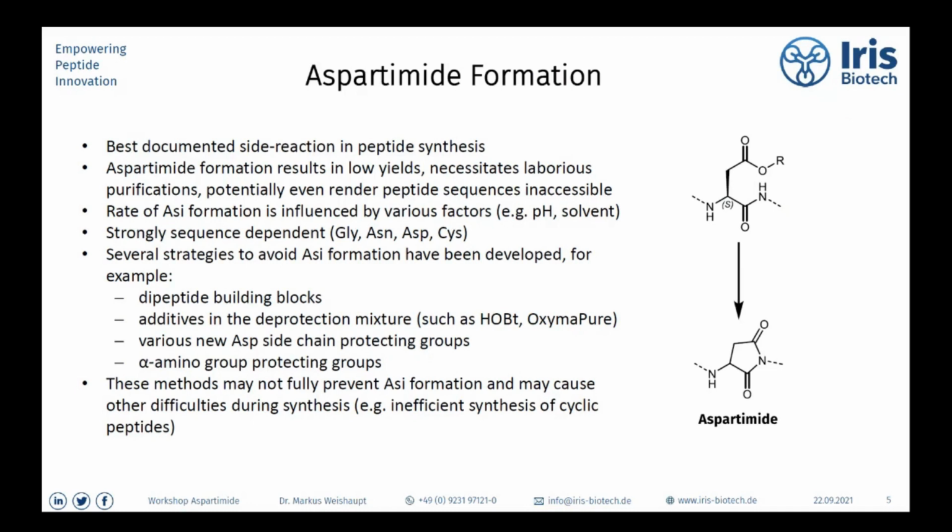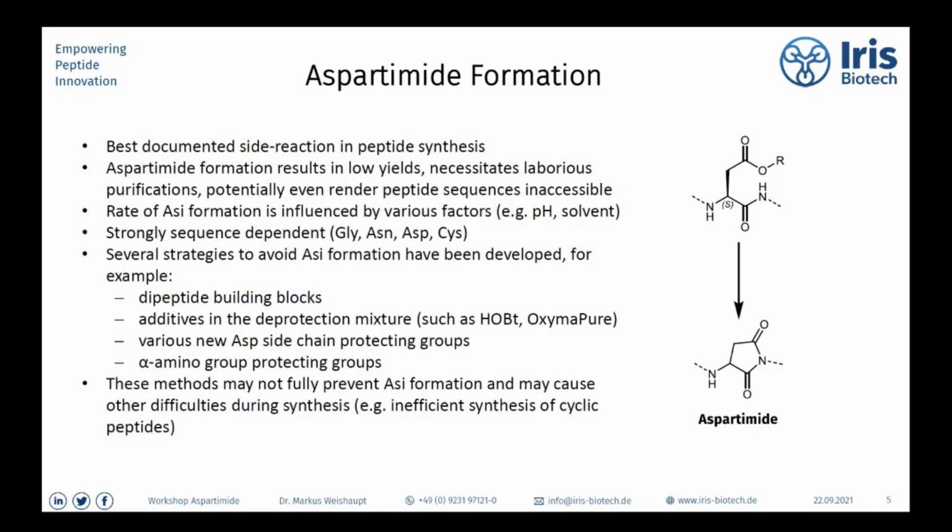The rate of aspartimide formation is influenced by various factors, for example, pH and solvent. It is also strongly sequence dependent. For example, if the amino acid preceding the aspartate residue is a glycine, asparagine, aspartate, or cysteine, this strongly favors aspartimide formation. Over the years, several strategies to avoid the side reaction have been developed.